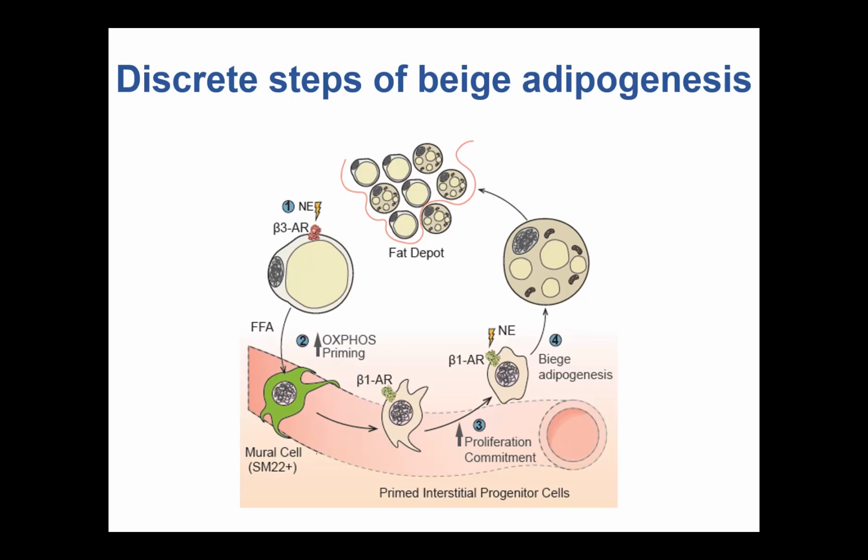So in conclusion, with the combination of both single cell and in vivo experiments, we were able to define the different discrete steps that can lead to beige adipogenesis.